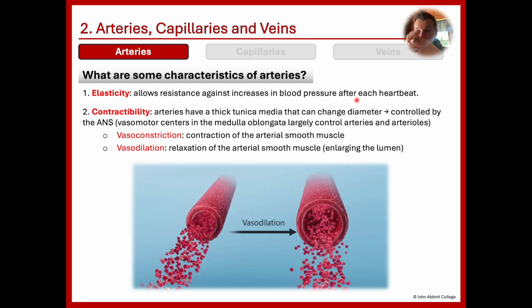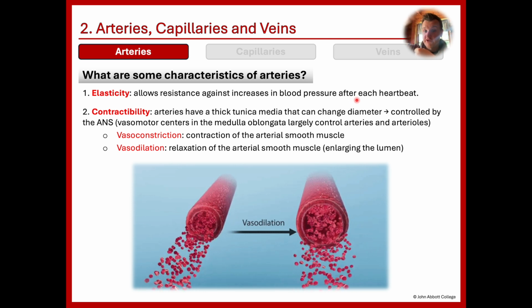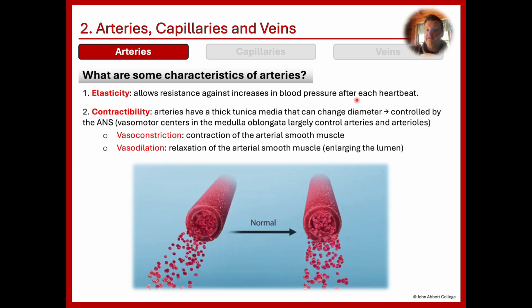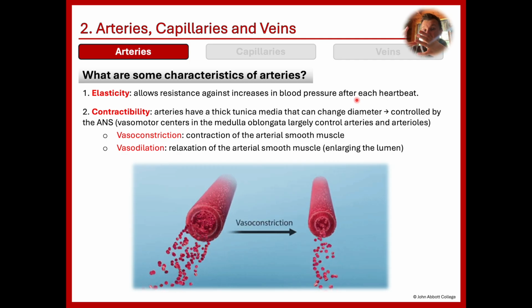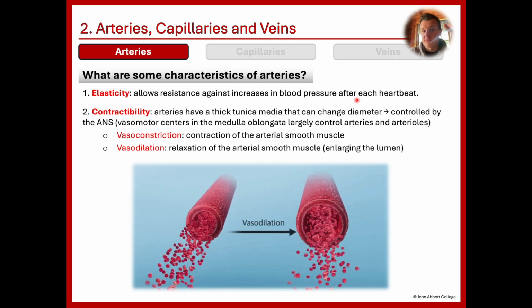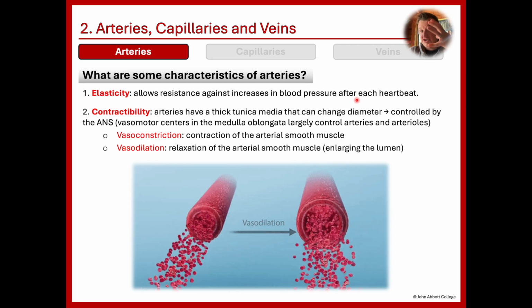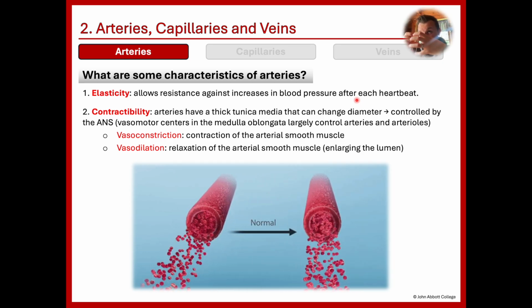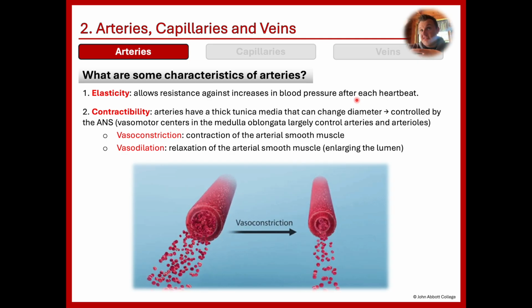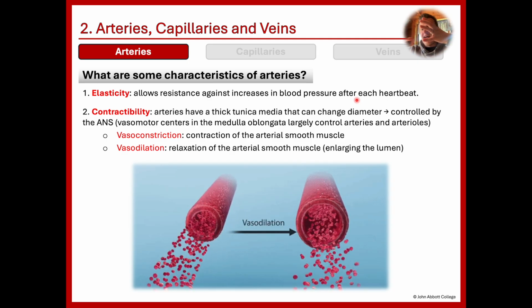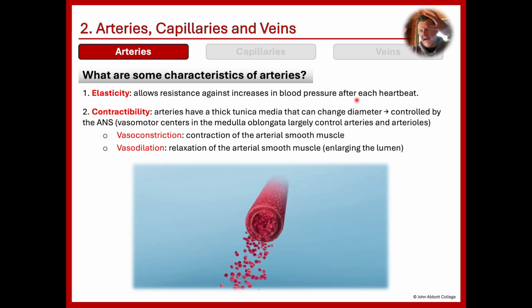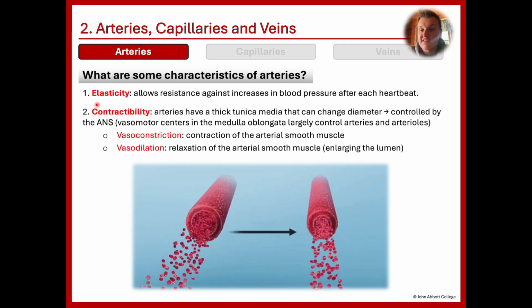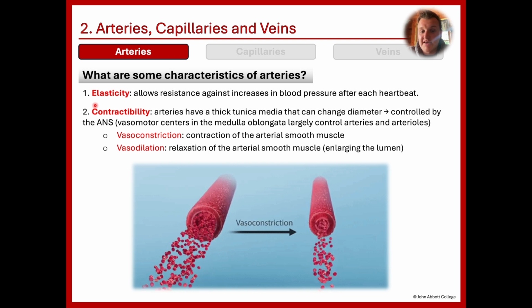Remember I said it's one of the first vessels to receive that tsunami of blood, that big wave of blood. And if it was stiff, it might burst and rupture, right? So it needs the ability to stretch a bit as the heart is pumping. So the heart pumps and shoots out the blood, which expands the vessel a bit, and then as the heart is relaxing, the vessel also contracts back. So it has these elastic fibers allowing for elasticity.